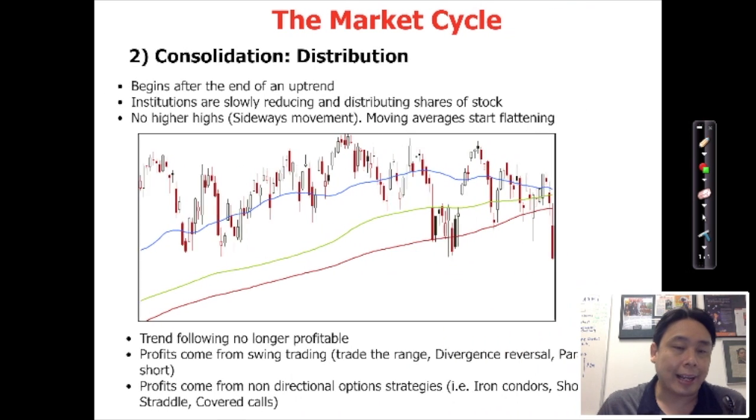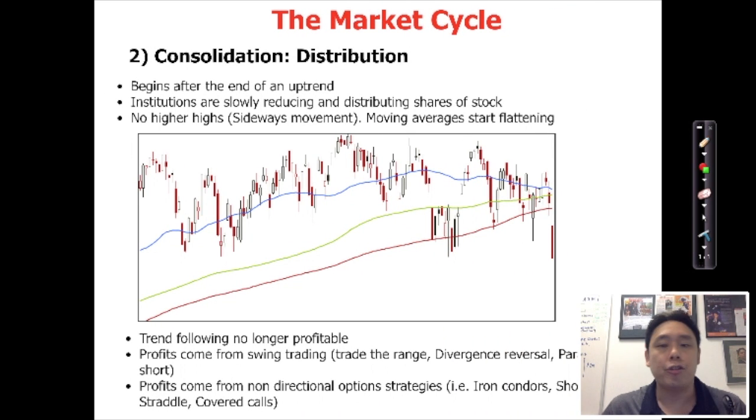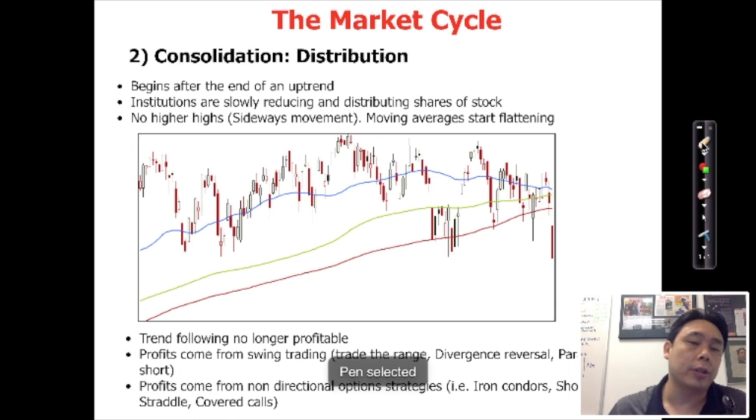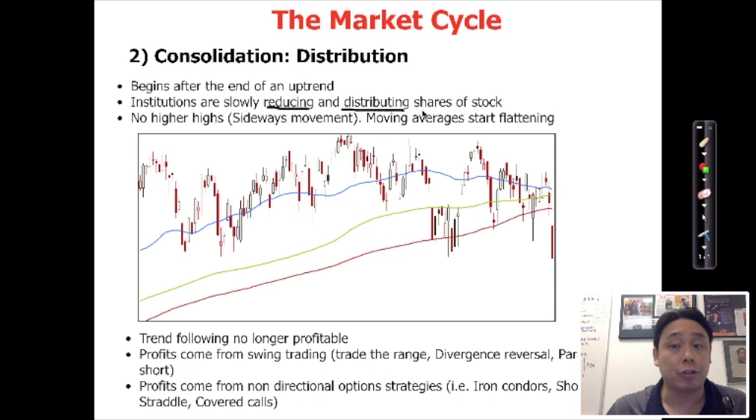Okay, now we come to the second phase, the consolidation distribution phase. This phase begins after the end of an uptrend. And like I mentioned earlier, this is when institutions are slowly reducing and distributing shares of stock. Again, they're not doing it in a fast way that the market can pick it up, and it creates that downward pressure where supply exceeds demand. So they're selling slowly, but they're getting rid of their shares.